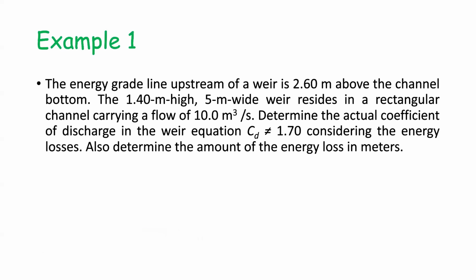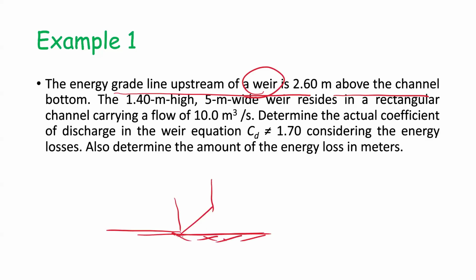Read the question first. The energy grade line is 2.6 for a weir. So it's a type of weir question. Above the channel bottom, so that's a weir. Probably something like that. That's the bottom. The energy is here. So E is equal to 2.6 meter.